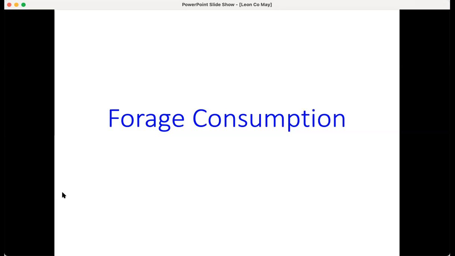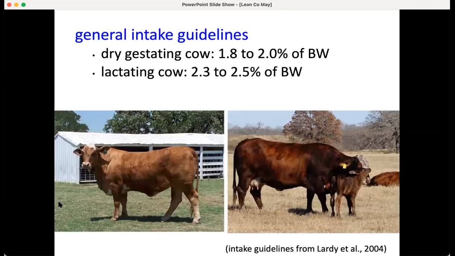So one thing we have to think about is forage consumption. How much forage are animals actually consuming? If we look at general intake guidelines for beef cattle, a dry gestating cow is likely to consume somewhere from 1.8 to 2% of her body weight on a daily basis. Whereas a lactating cow, obviously, is going to consume a little bit more, and that's 2.3 to 2.5% of her body weight.